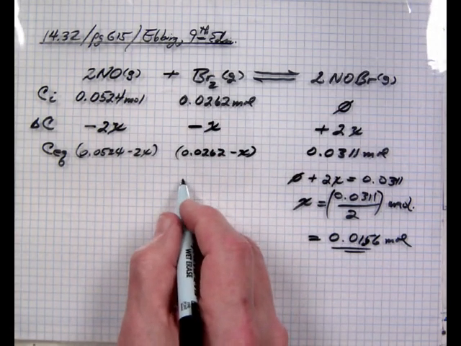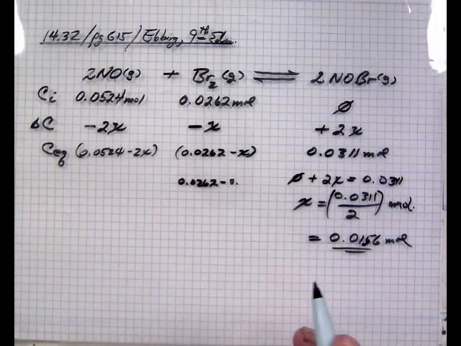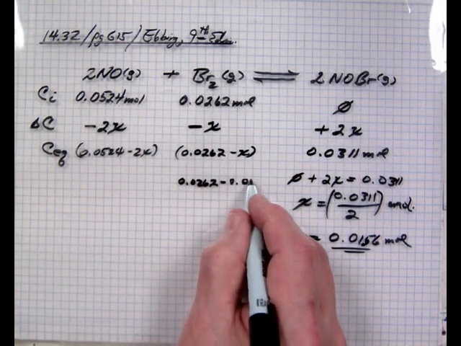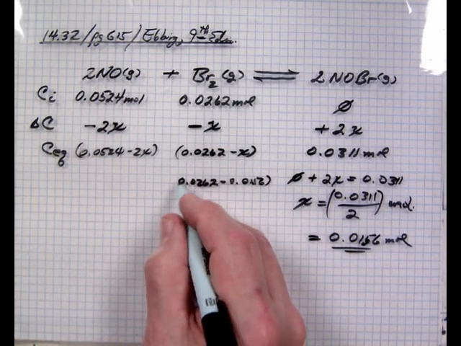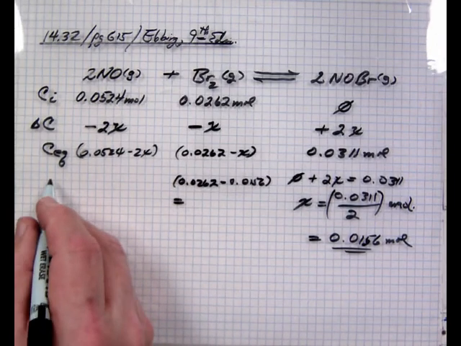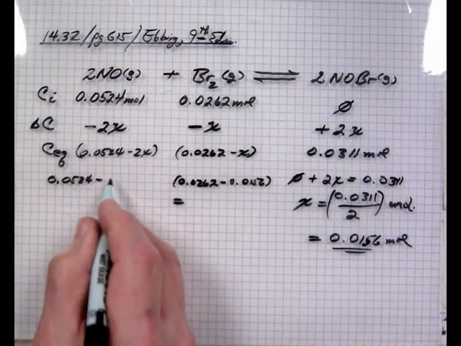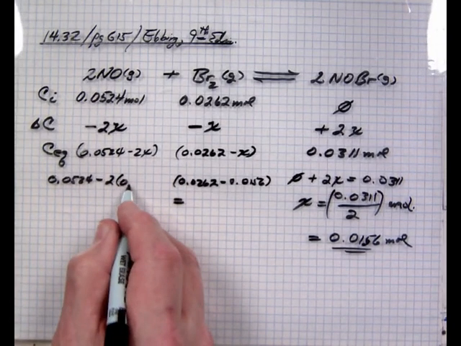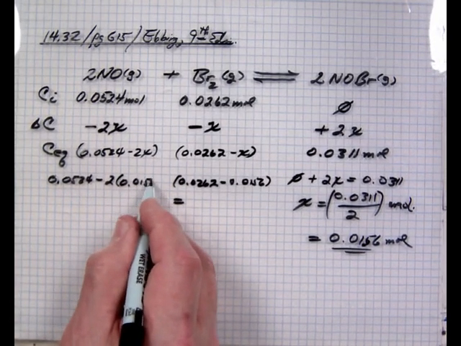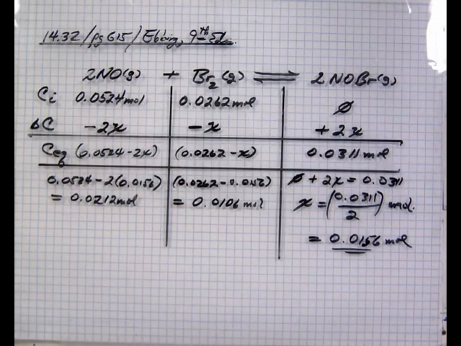So this one would be 0.0262 minus 0.0156. And this one would be 0.0524 minus 2 times 0.0156 to equal. Okay, so that should clarify that type of problem.